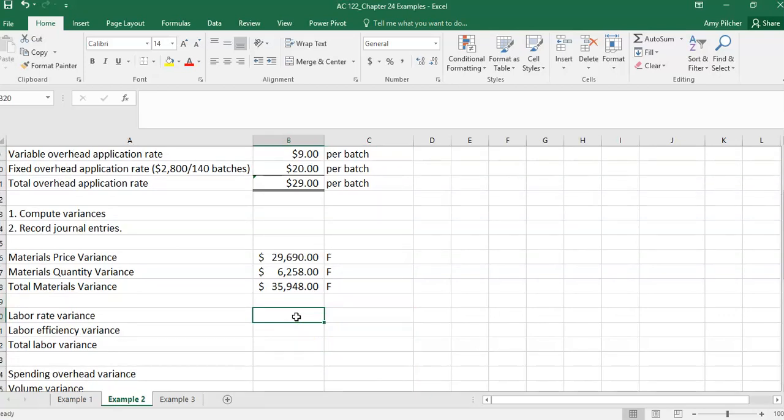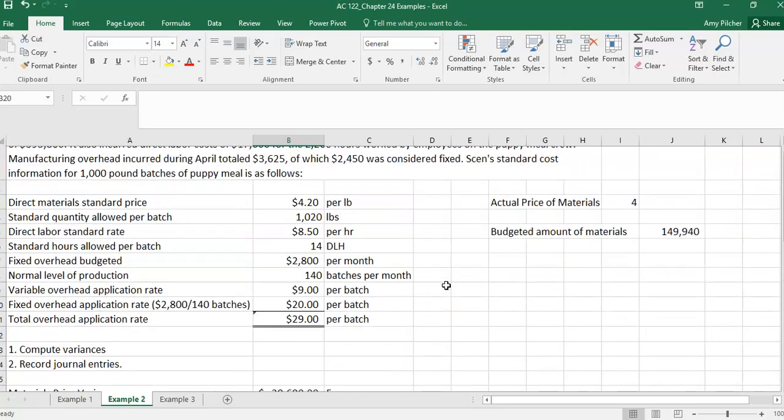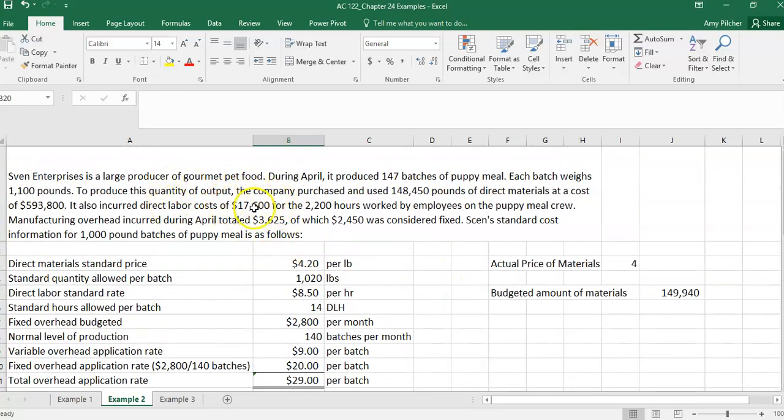Next, we look at the labor rate variance. So our labor rate variance is the difference between what we budgeted to pay and our actual payment times the actual labor hours. So we have that we had total labor costs of $17,600 for work of 2,200 hours. So we need to figure out our actual rate of labor. So we're going to take our actual cost of 17,600 and divide by our total hours of 2,200. So we get an actual labor rate of $8 an hour, and our budgeted rate is $8.50 per hour.